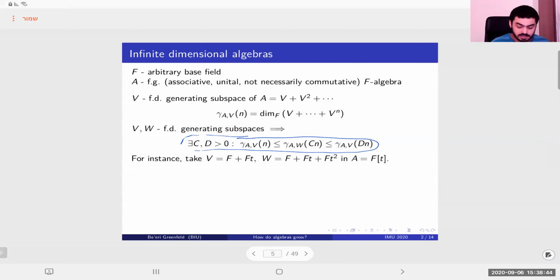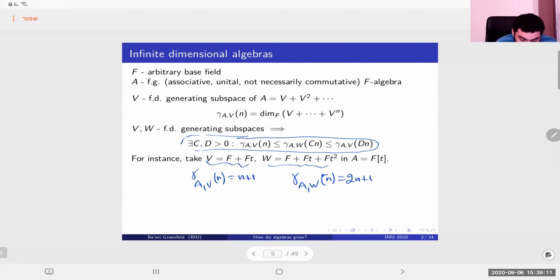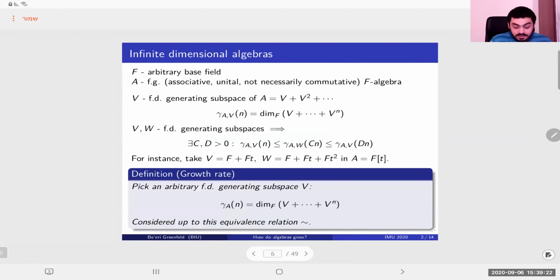So you scale the argument of the function. For instance, take the most simple infinite dimensional algebra, let's say the polynomial ring in one variable. If you consider these two subspaces, it's relatively easy to see that indeed there are two generating subspaces for A. The growth function of the first one will be n+1, and of the second one will be 2 times (n+1), but still they're both linear. And this is really the equivalence class of this asymptotic equivalence relation.